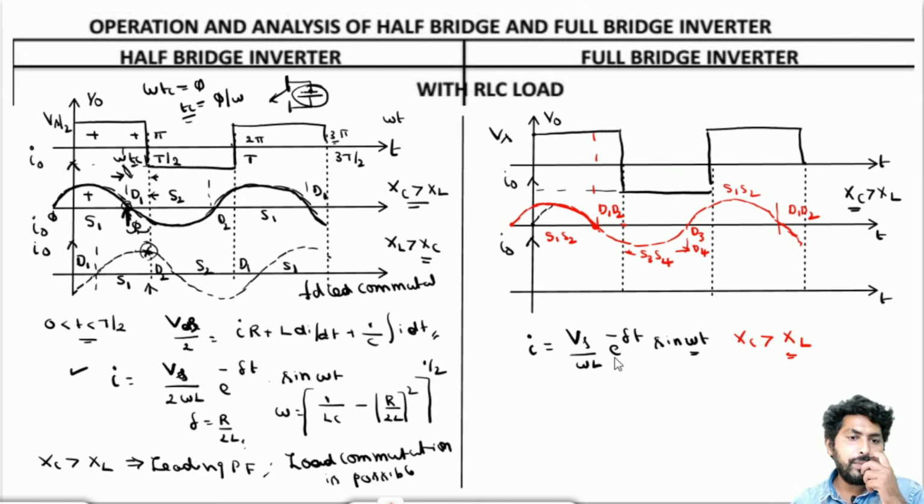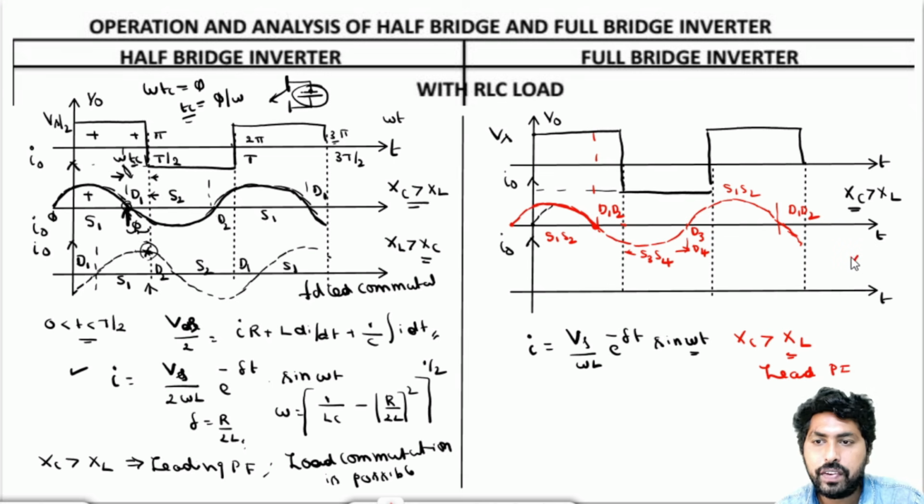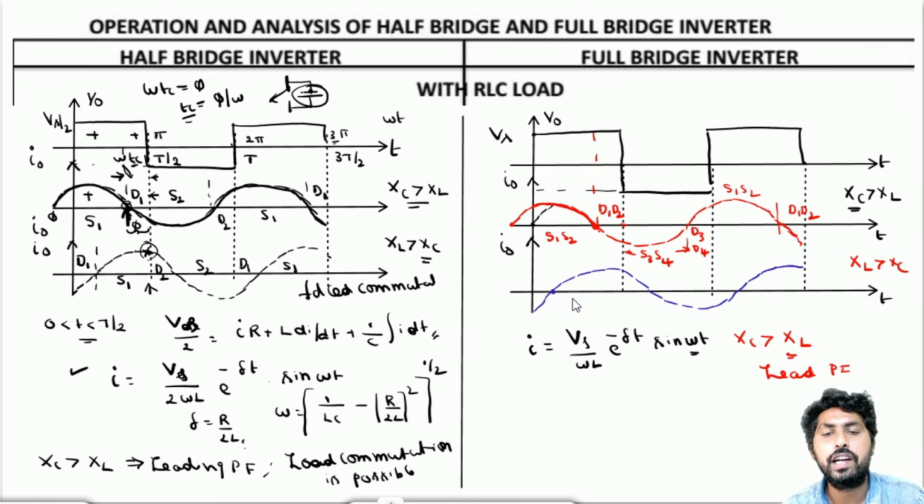For example, if I draw the waveform, it is for the leading power factor. So now let me draw for XL is greater than Xc. If XL is greater than Xc, the current should lag the output voltage, so that it will start from here, and the output current will be like this.